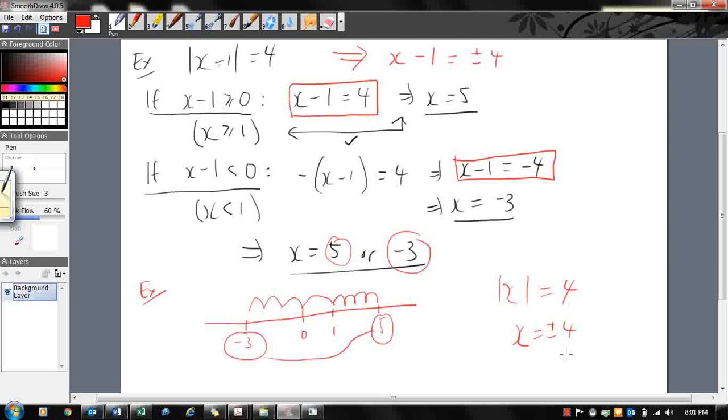In the next video I'll do some tricky modulus questions. I'll do a hard one where you've got double modulus signs, but I'll also do an inequality.